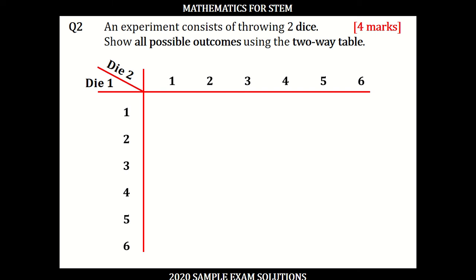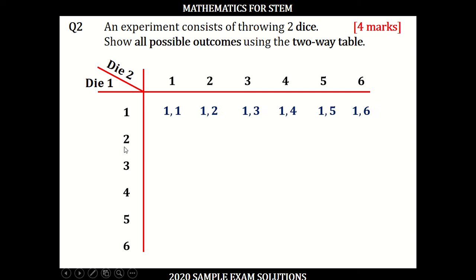In question 2, an experiment consists of throwing 2 dice. Show all possible outcomes using the two-way table. So we want to show the sample space. So a sample space lists all possible outcomes in an experiment. So here we've got 2 dice. We've got die 1 and die 2. So one possible outcome is a 1 on the first and a 1 on the second. We could have a 1, 2, or a 1, 3, a 1, 4, a 1, 5, or a 1, 6.